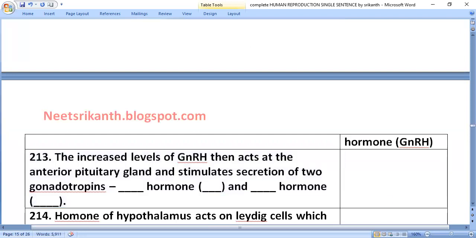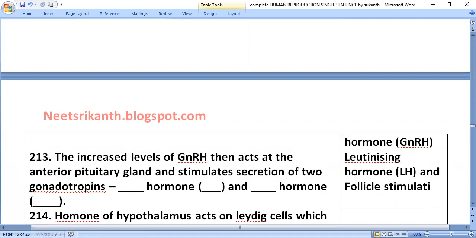The increased levels of GnRH then act at the anterior pituitary gland and stimulate the secretion of two gonadotropin hormones. What are they? Luteinizing hormone, which is called LH, and follicle stimulating hormone.